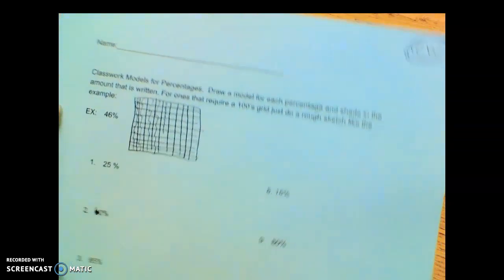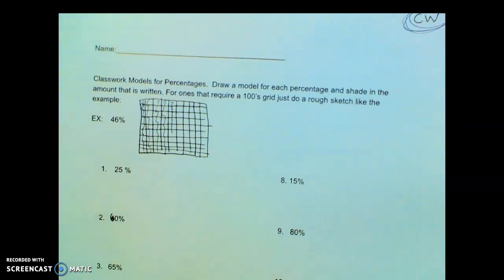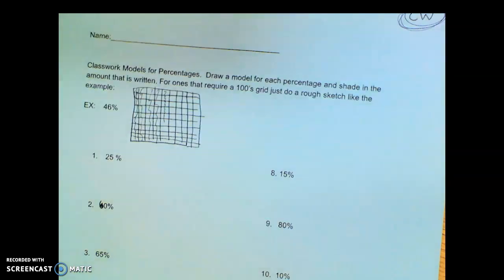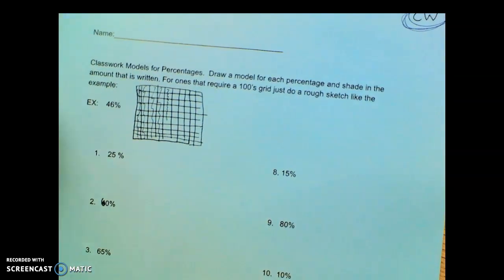And then we want to read the directions. It says classwork models for percentages. Draw a model for each percentage and shade in the amount that is written. For ones that require a hundreds grid, just do a rough sketch like the example. So I don't want you spending a million years trying to draw that hundreds grid. Just make it a rough sketch so that you have an idea. Okay, you might need your math notebook next to you so that you can see this and reference it if you need to.